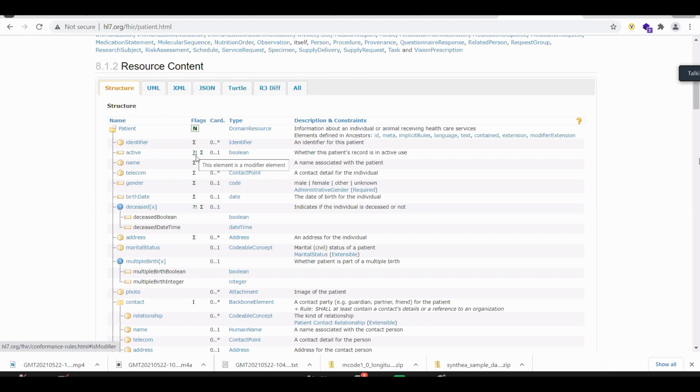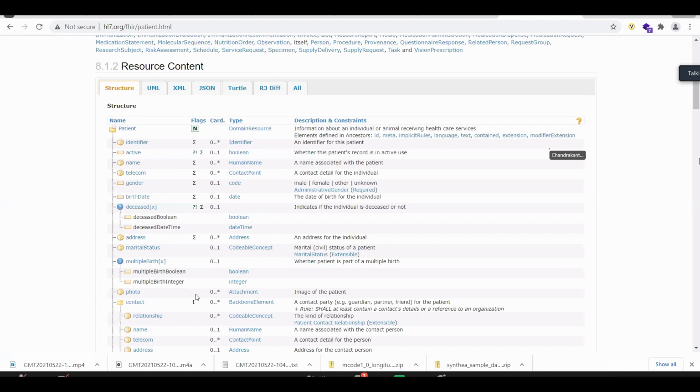Now you see this question mark and exclamation. This is very important, and every implementer should pay attention to it. It means it's a modifier. And what is a modifier? A modifier is something whose value can change the meaning of the entire resource. If you see, active is actually a modifier. Why? Because it's a Boolean, which means true or false. If the patient is inactive, or false, then you don't need to worry about this resource. Anything else is of no use to you. Only if the patient is active will you go through and do certain things.